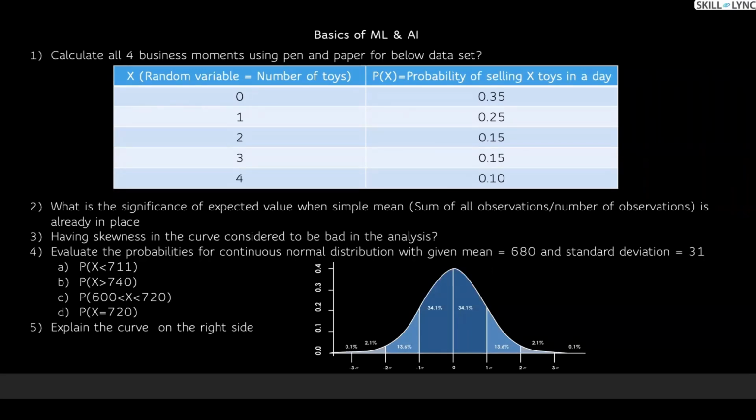Okay. So now, in this first problem, calculate all four business movements using pen and paper for the below dataset. So this was important because the dataset was very small. I didn't ask you to calculate it over Excel or Python. I wanted you to solve it on pen and paper so that you get used to the data. So did you all calculate all the four business movements?